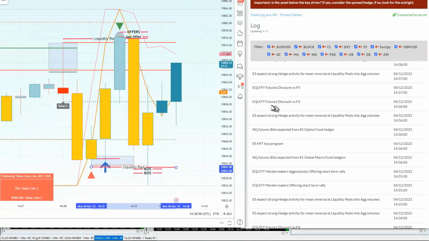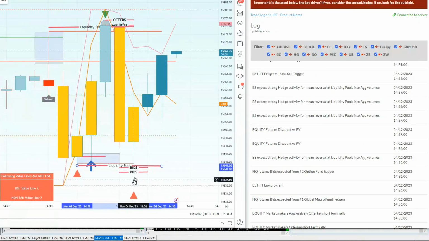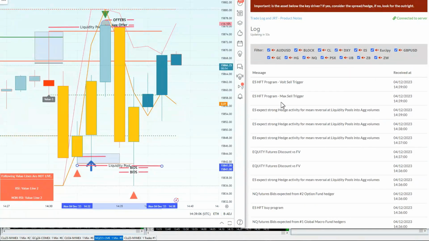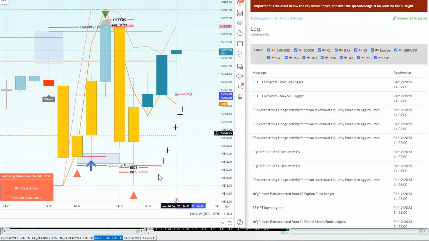Strong hedge activity, futures discount to fair value. So we're buying into those discounts. And that's what we've just done. Max sell trigger at 39. So that's going to be a max sell trigger. It's not the dispersion sell, it's an HFT. So it's a sell on the drop. So probably somewhere about here. So that's not going to trigger. And there we go. There's another brilliant buy trade.